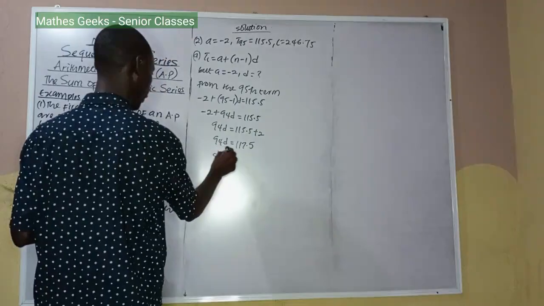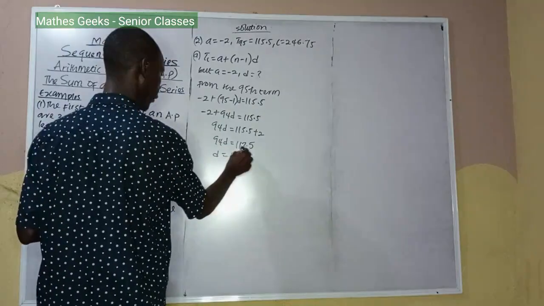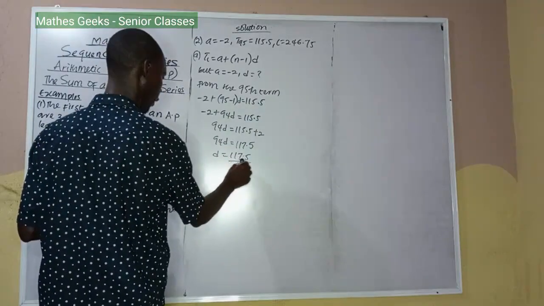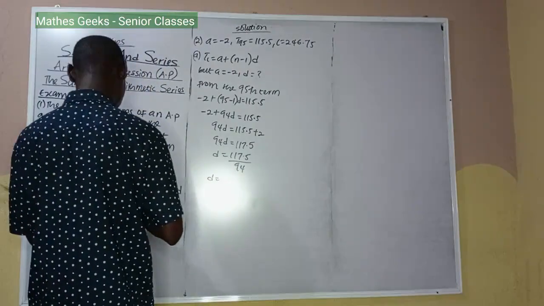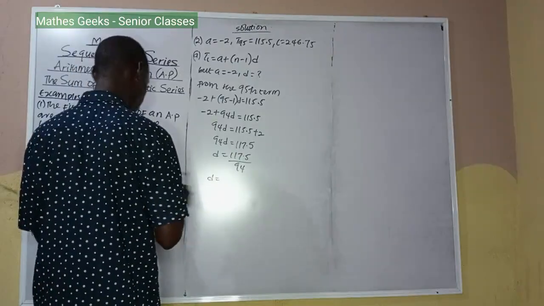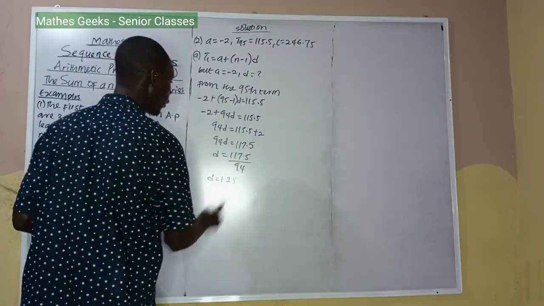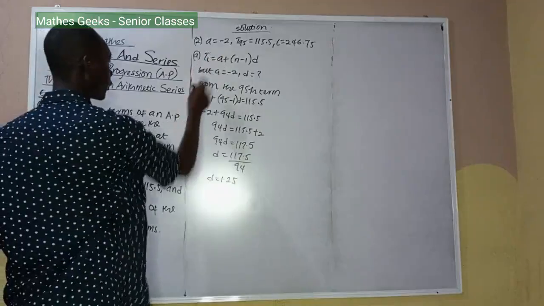117.5. So D is equal to 117.5 divided by 94. The answer is 1.25. So the common difference is 1.25. So let's come back to this.